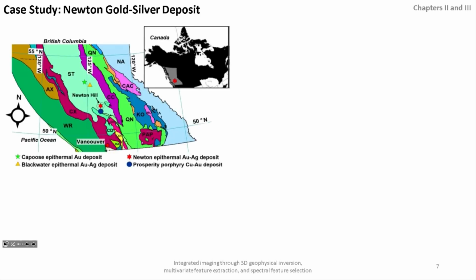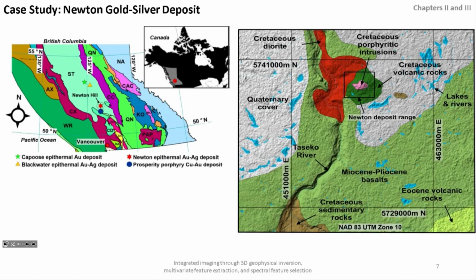We tested our methodologies on an epithermal gold-silver deposit in central British Columbia. We use data from this site because, in terms of geological understanding and geophysical data, it provides one of the most complete geological and geophysical data sets. As can be seen, several gold deposits are located in central British Columbia, and the Newton deposit is one of them. Gold-silver mineralization is located inside this rectangle, as you can see here, and is associated with Cretaceous volcanic rocks, the dark green color.